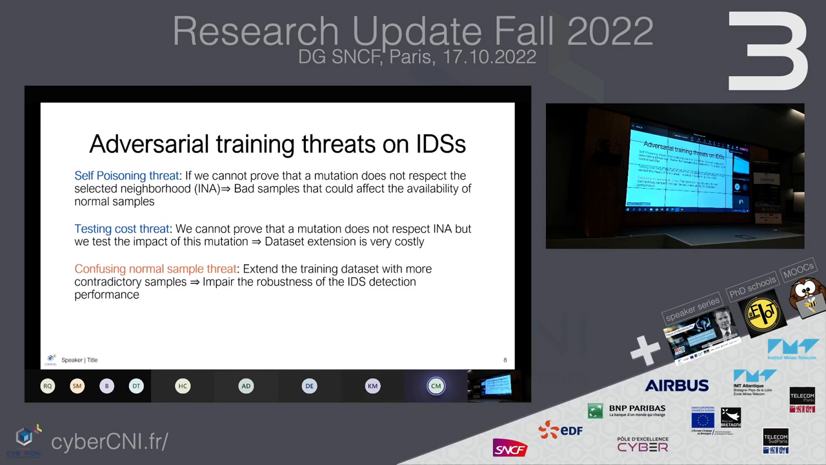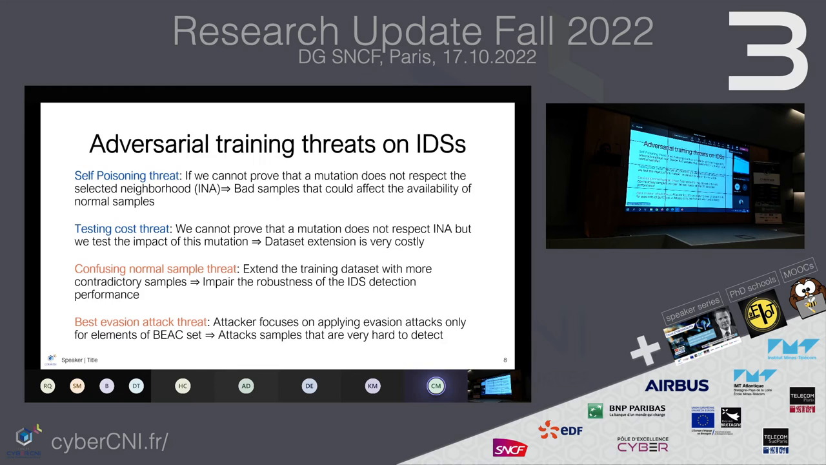The third threat is the confusion normal sample threat. If you have these confusion normal samples that look very much like the attack samples in the training data set, we could impair the robustness of the intrusion detection systems. And we have the best evasion attack threat, a specific type of sample inside the data set, where, if the attacker knows it, we have these samples in the training data set that look very much like the confusion normal samples.